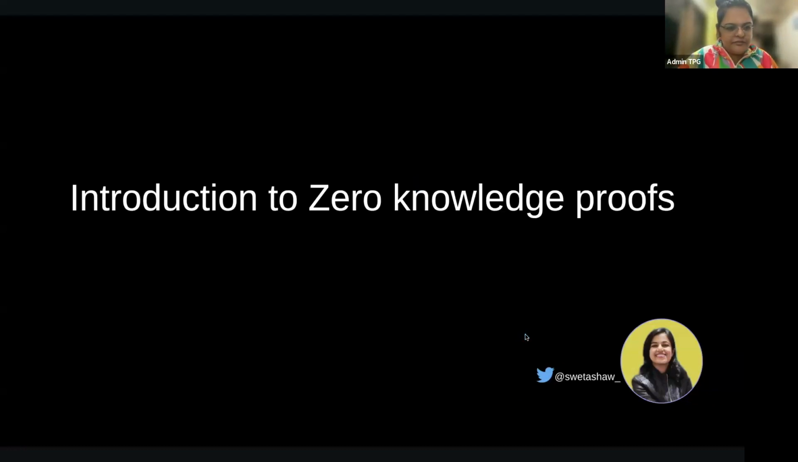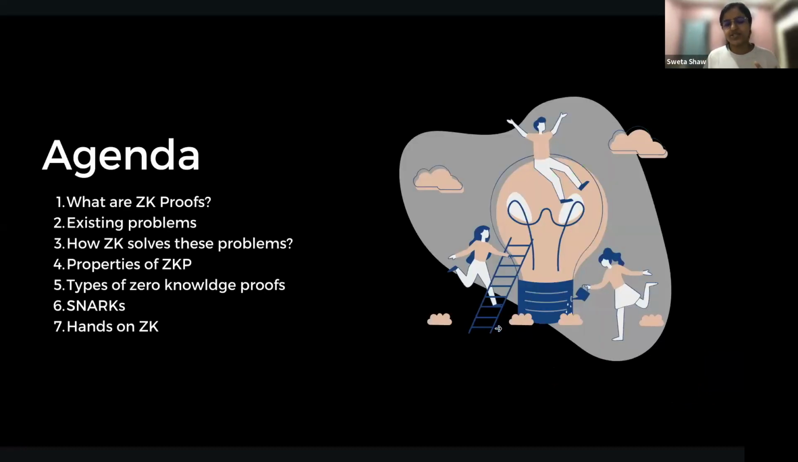Cool. Yeah, thanks. So today we will be talking about zero knowledge proofs. Basically, the agenda is to know what ZK proofs are and what the existing problems are, and how zero knowledge proofs help us in solving those problems. What are the key properties of zero knowledge proofs, and the types of zero knowledge proofs that exist. We will be talking a bit about SNARKs and have some hands-on ZK.